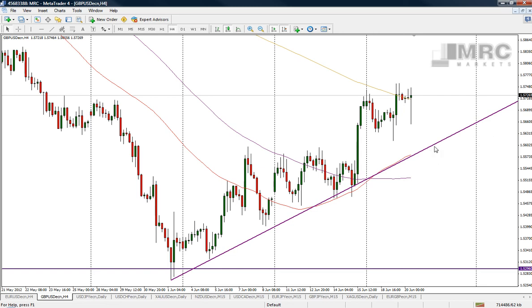If we do, then a lot of traders will be looking to buy at this trendline support and this 55 simple moving average confluence zone as well on the 4 hour. But nice technical chart, euro and cable, very, very nice indeed.